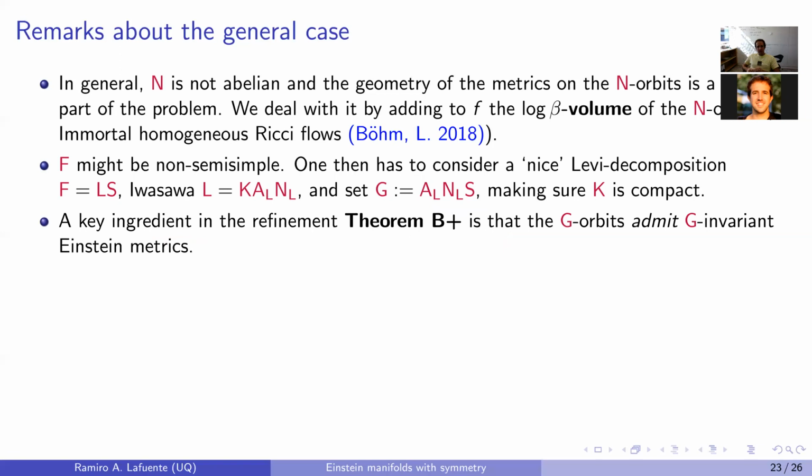And then an important ingredient in proving the general version of Theorem B plus, which we actually didn't see in the proof of Theorem B plus that I presented because this was automatic in our case, a very simple situation, is the fact that we have to prove that the G orbits admit G-invariant Einstein metrics. Okay, and this is not automatic, right? Because the group G is not a direct product of.